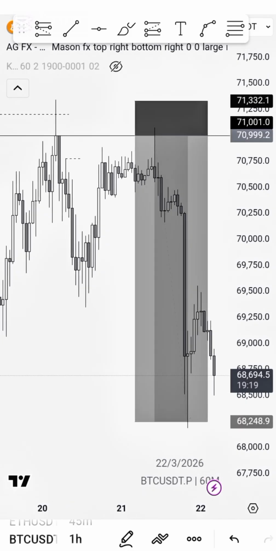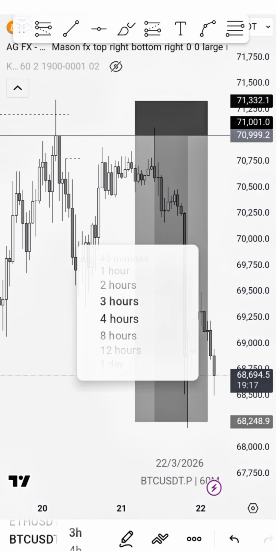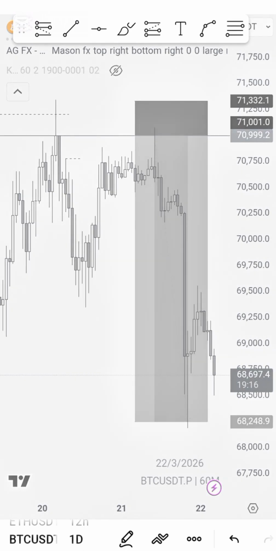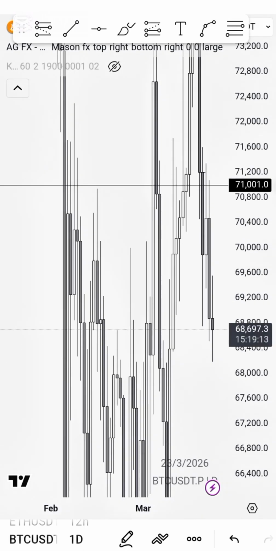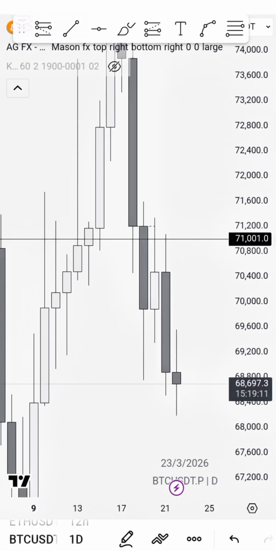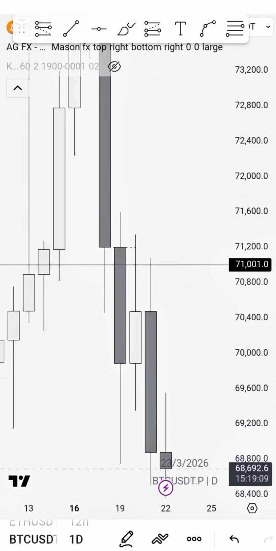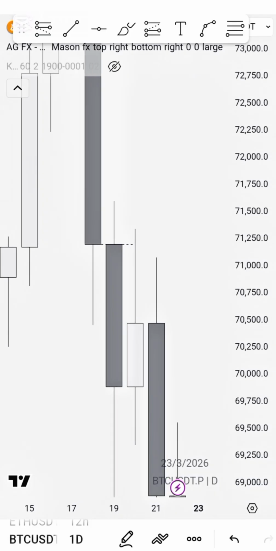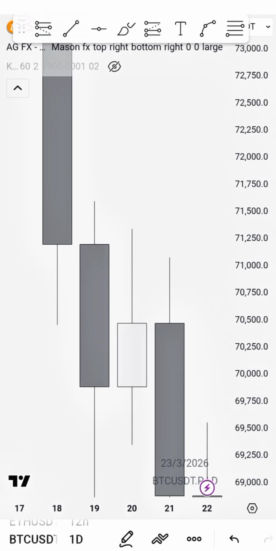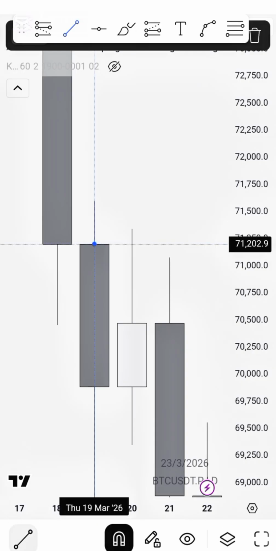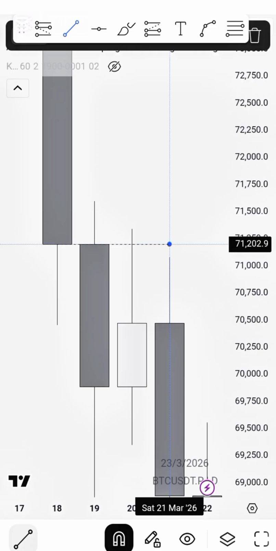So I started from the daily time frame on BTC. I saw a rejection from an OCL on the daily time frame. Now, if you watch my previous video on CAD JPY, you will understand this breakdown on BTC very well. Same thing, same scenario. So I had a rejection from this OCL level on the daily time frame on BTC.